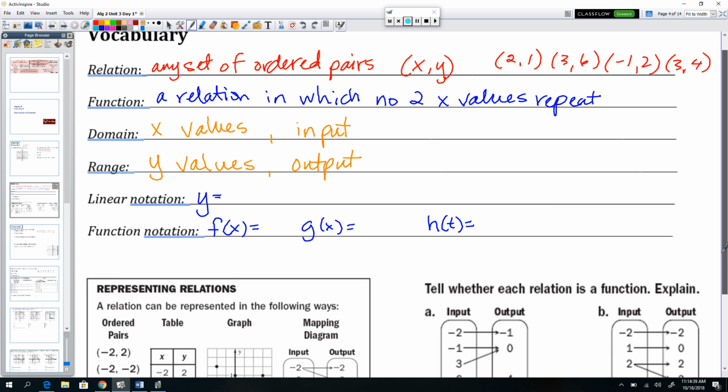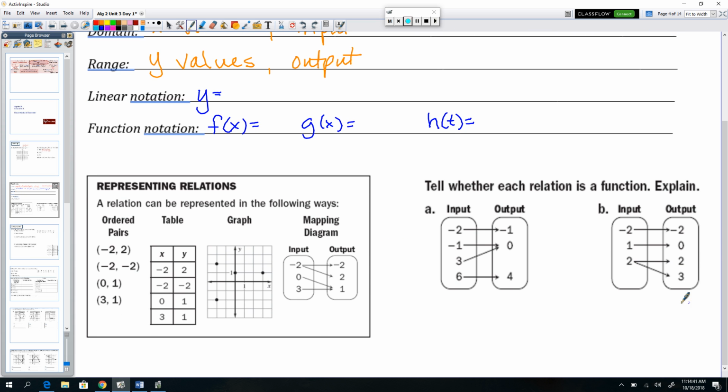Representing relations, again, a relation is a set of ordered pairs. We've got several different ways to represent these. On the quiz, you'll need to be able to do all of these. Most of you are very familiar with ordered pairs, x comma y. Most of you are fairly familiar with a table of values. You just put all the x's in one column and all the y's in another column and make sure that they match up as they did in the ordered pairs.